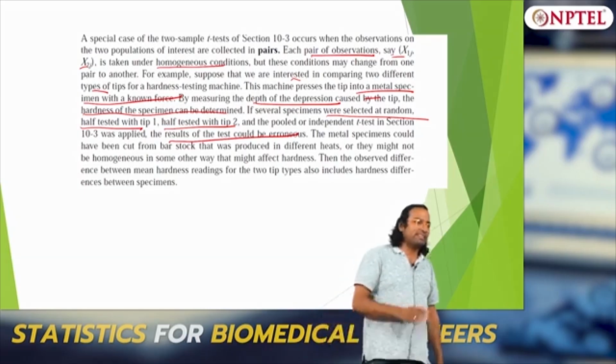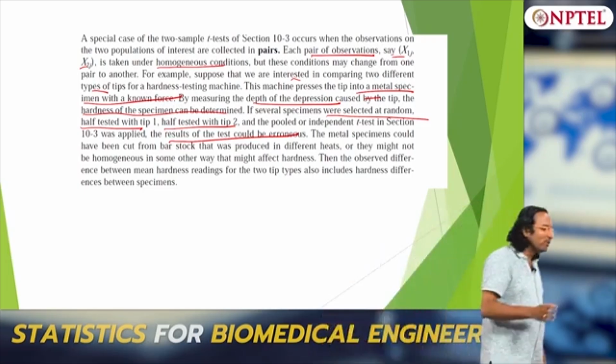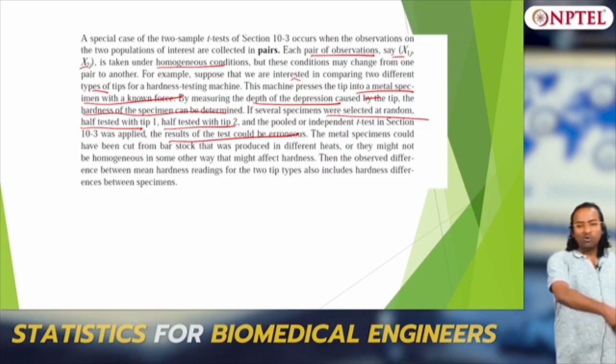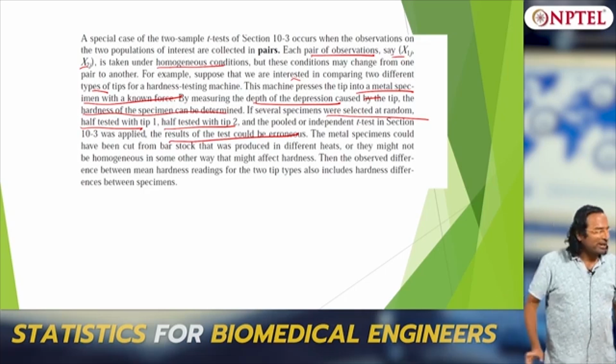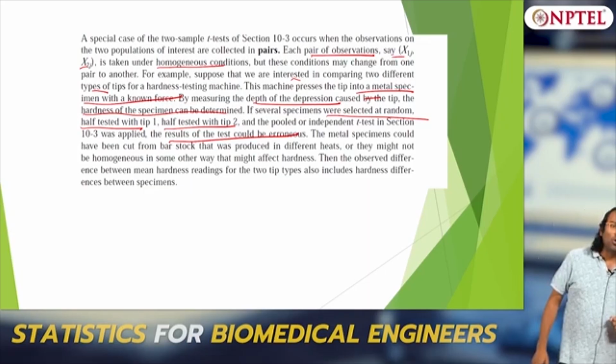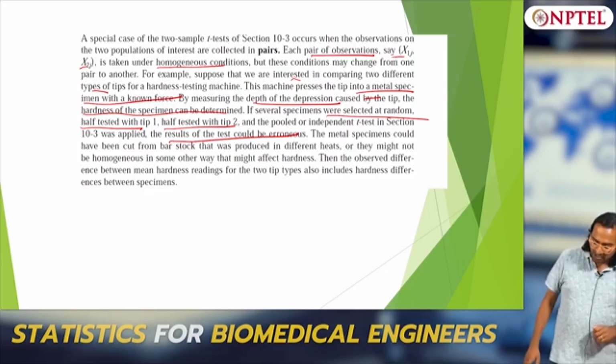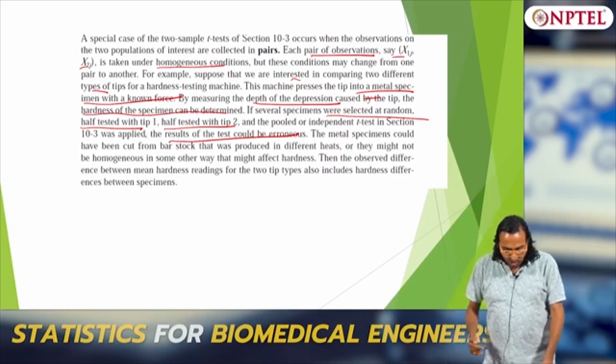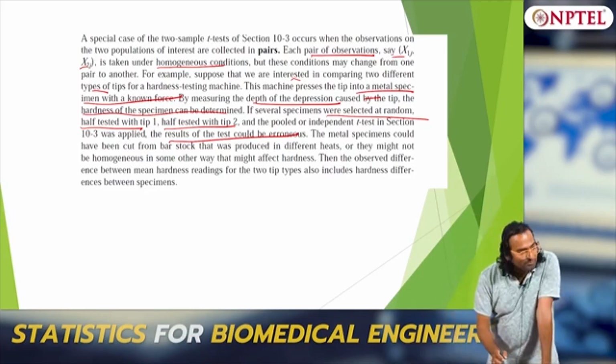So that is the confounding effect, and that is why you will get erroneous results. If you randomly do 50 with one sensor and randomly do another 50 with the other sensor, you cannot come to any conclusion about the hardness. That is where you want to pair them, okay.